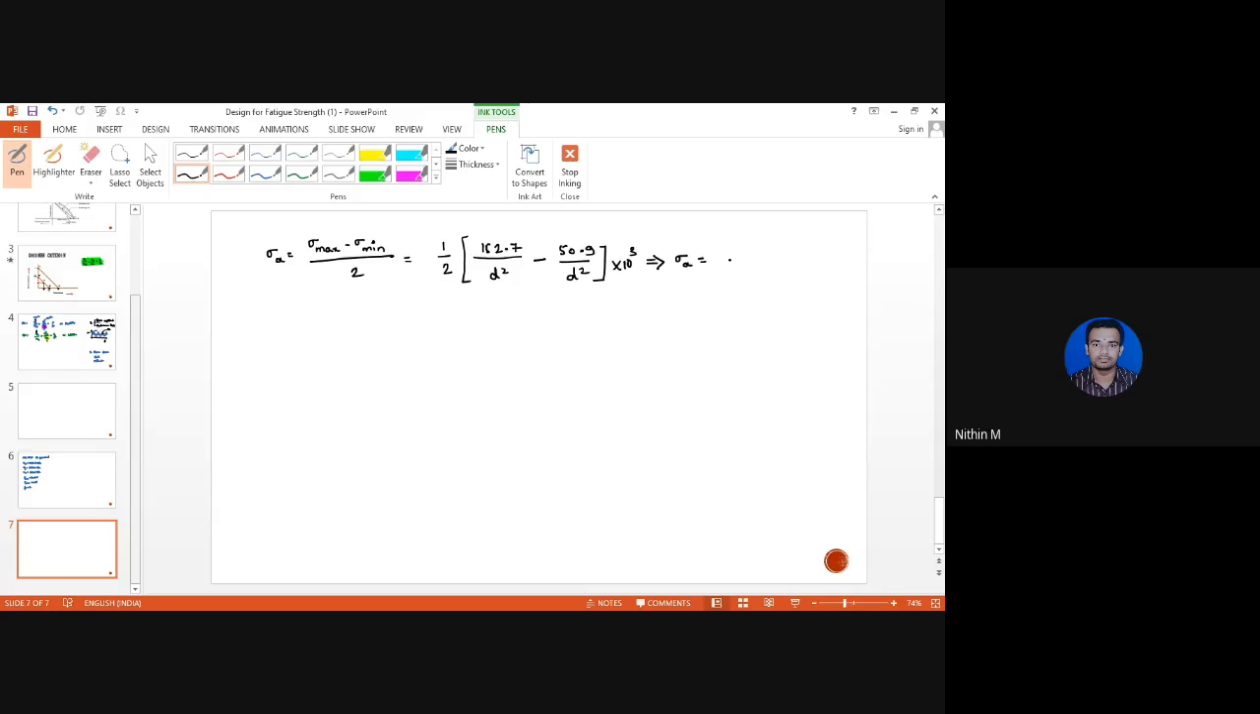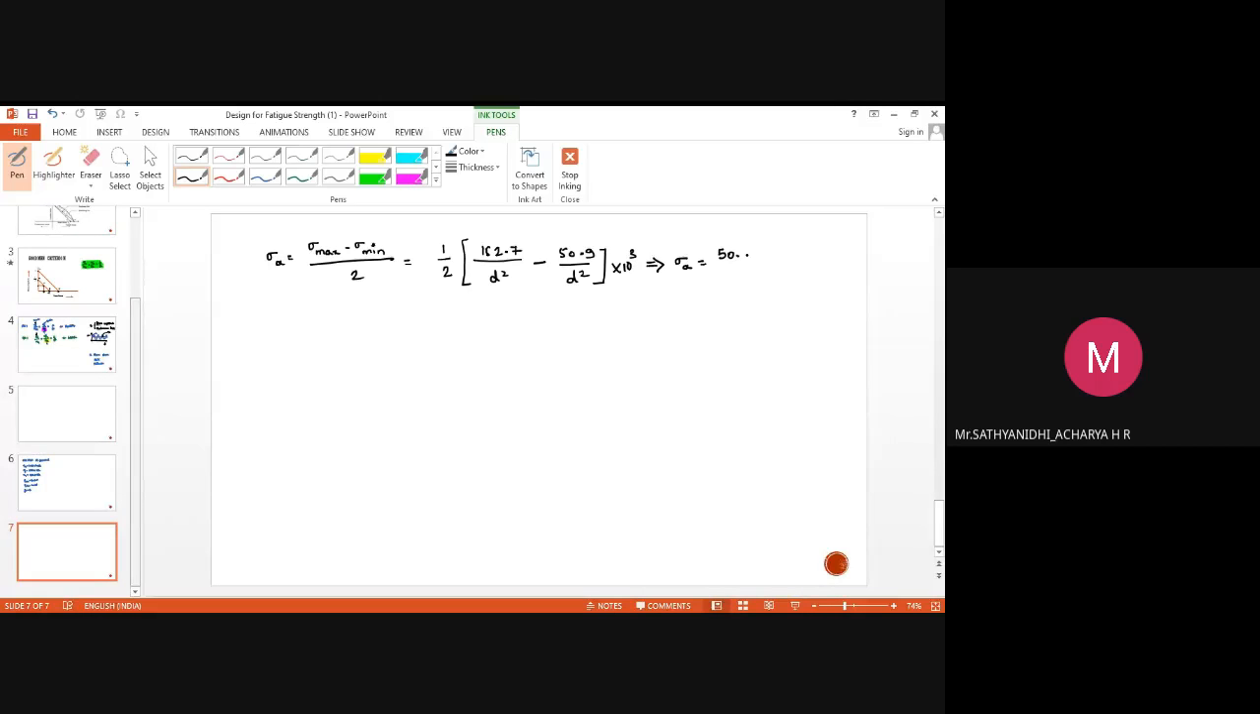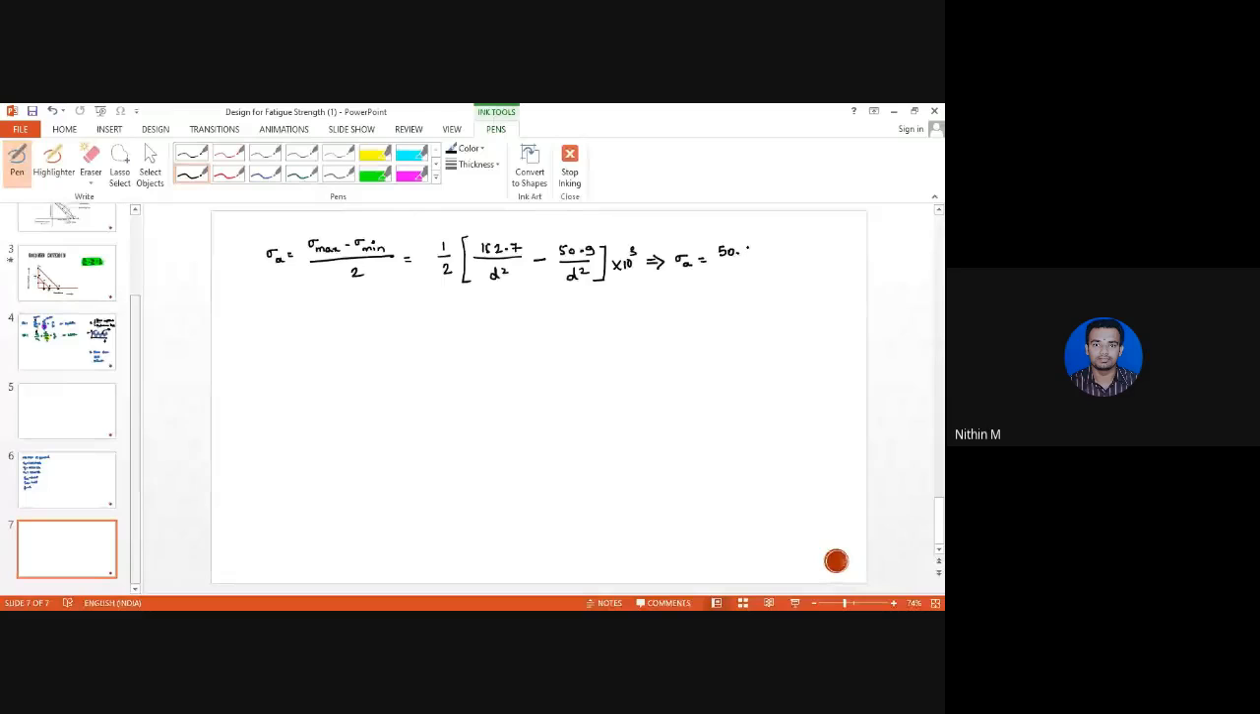What is the value of sigma A? 50.945 into 10 power 3 divided by d square. 50.945, so we shall approximate it to 50.94 into 10 to the power of 3 by d square MPa. Correct? Did everyone get the same value? Then, this is stress amplitude. Do not forget to write this down. This is stress amplitude.